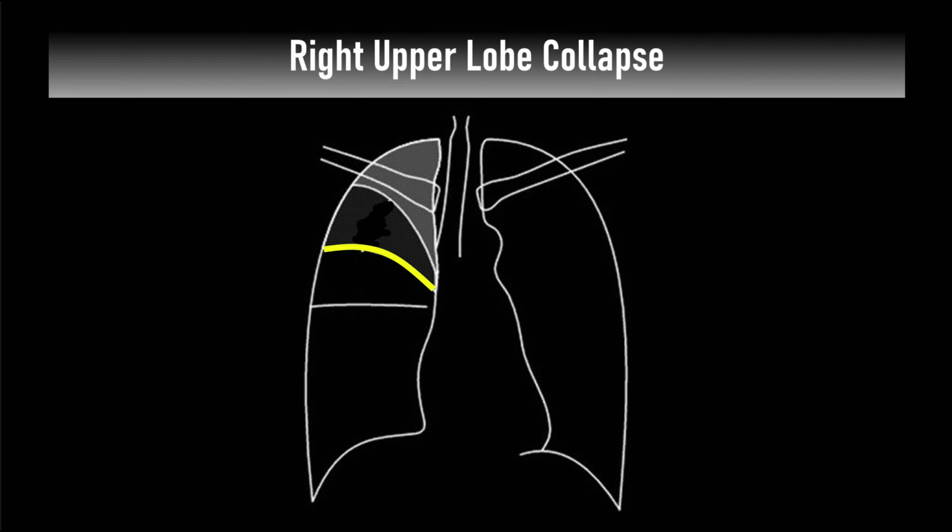Remember that the inferior aspect of the right upper lobe is constrained by the horizontal fissure, and so that when the lobe collapses, that fissure moves in a direction that is cephalad and inwards.